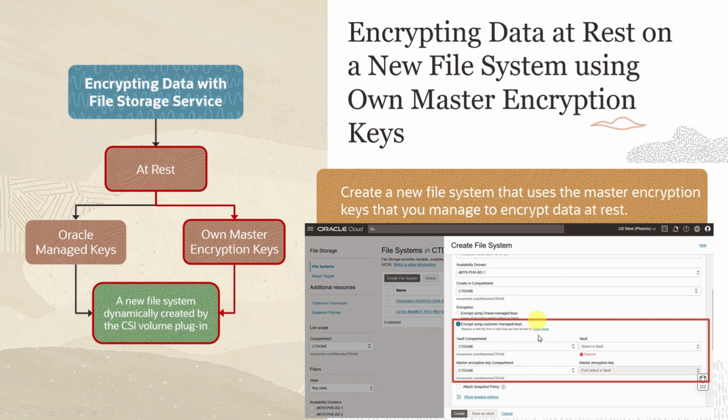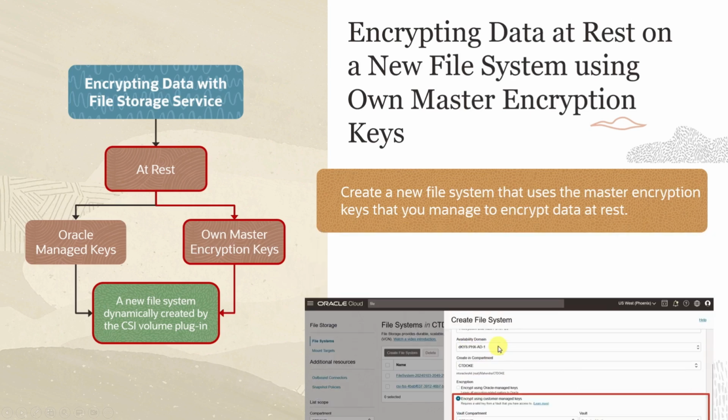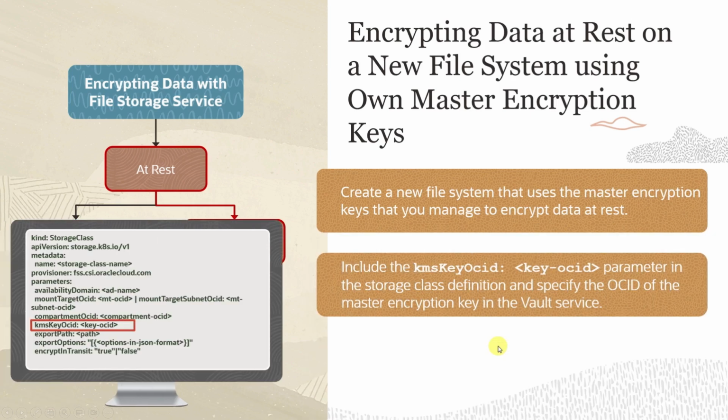Once you create a new file system with the desired setting, the next step is to set up your storage class definition file, where you particularly set up the KMS key OCID parameter and specify the OCID of your master encryption key from the Vault service as its value.